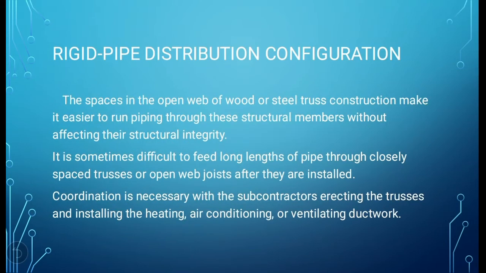The spaces in the open web of wood or steel truss construction, we have an example here. Wood trusses and steel joists make it easier to run piping through these structural members without affecting their structural integrity. It is sometimes difficult to feed long lengths of pipe through closely spaced trusses or open web joists after they are installed. Difficulty also exists where pipe encounters some other large pipe or ductwork going in the opposite direction. That's why coordination is necessary with the subcontractors erecting the trusses and installing the heating, air conditioning, or ventilating ductwork.